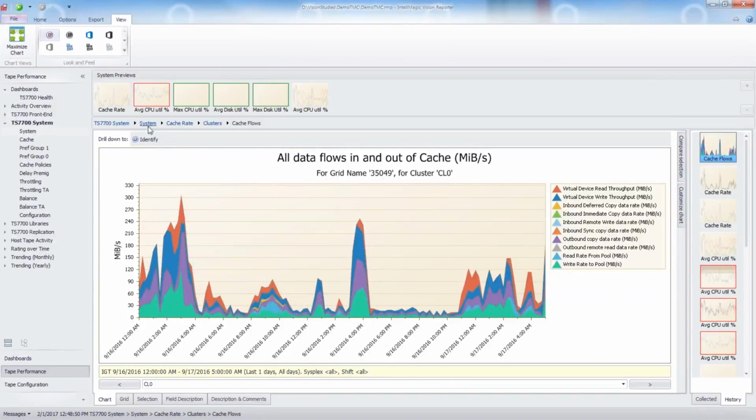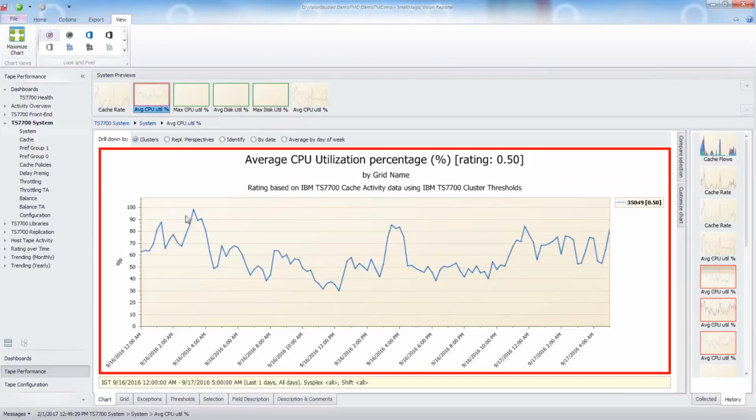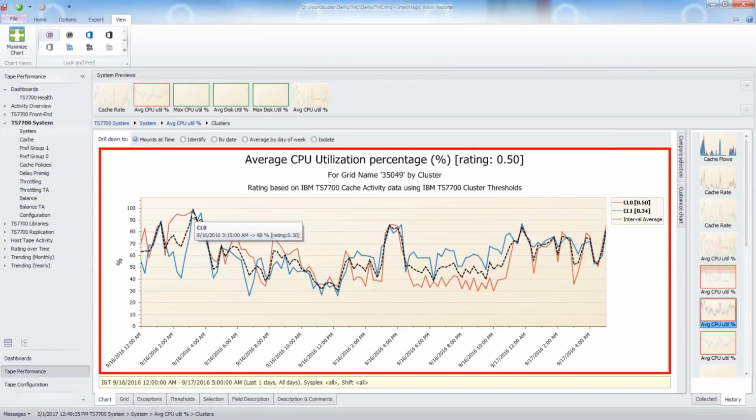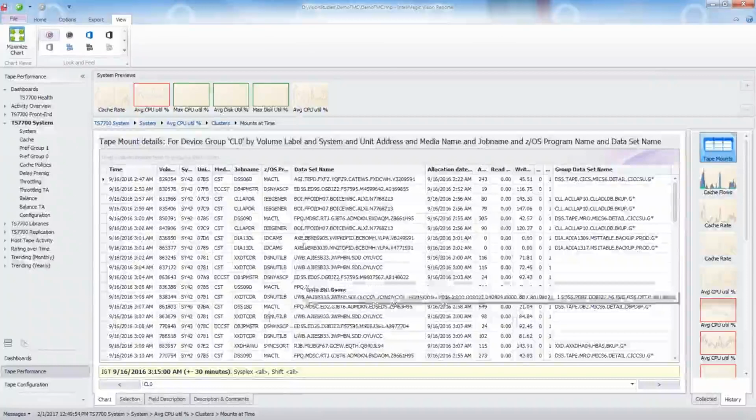If I want to go one step further, let me go to the CPU utilization and click on the peak. Let me go to clusters. I can actually see the mounts at the time. This is the part I wanted you to pay special attention to, because we are now going from a physical view, which is the TS7700, into a logical view, which is the mounts occurring at the time, plus or minus 30 minutes within this particular interval.